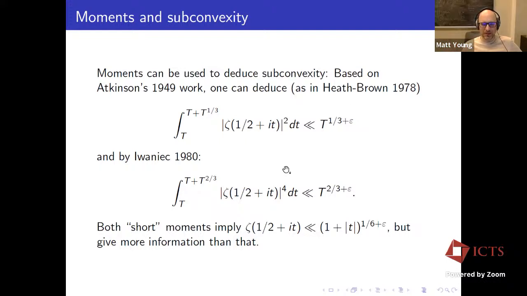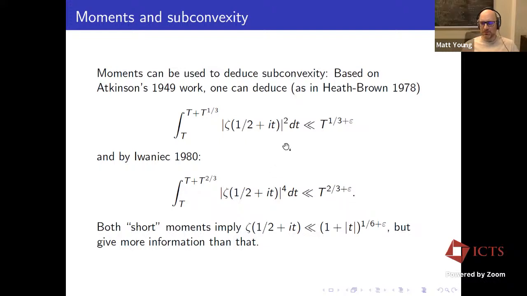So then for the fourth moment, Ivanets in 1980 proved a short fourth moment estimate. In this case, the interval is longer than in the second moment, a length t to the 2/3. But the moment is higher, so it's a fourth moment. And again, he was able to get this short fourth moment, which is consistent with the Lindelof hypothesis on average.